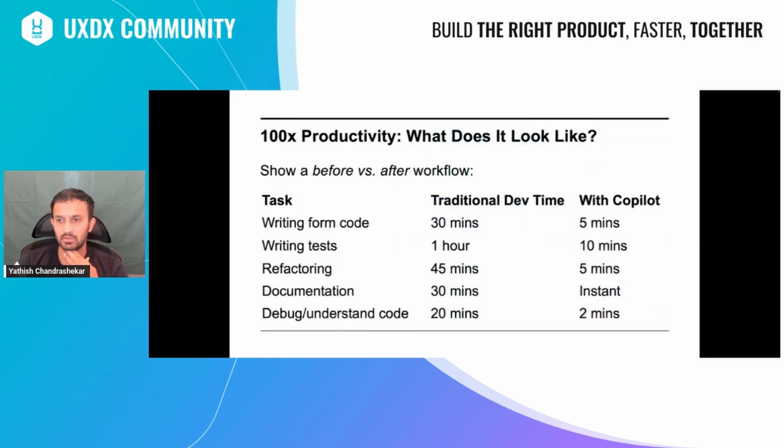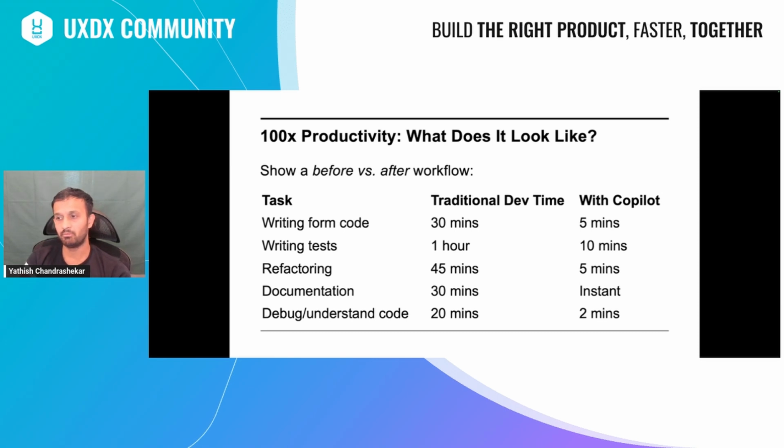Before, writing form code, or any sort of forms, used to require 30 minutes of traditional dev time. But now it can be done in 5 minutes. Writing test cases, which people used to spend hours on, whether unit test cases or E2E test cases, can now be done in less than 10 minutes.